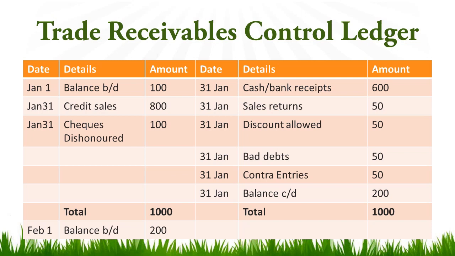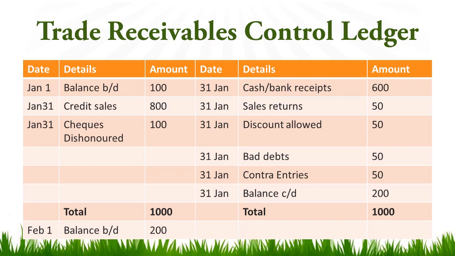So when we are bringing down the balance of the trade receivables control ledger, it is going to be brought down on the debit side. Apart from that, when we are talking about the debit side items of a control ledger, if we have made any more credit sales during the period for which the control ledger is being made, we are going to record them on the debit side again. Apart from that, on the debit side, if we received checks from any customers and the checks have been dishonored, the dishonored checks of the credit customers are going to appear on the debit side as well.